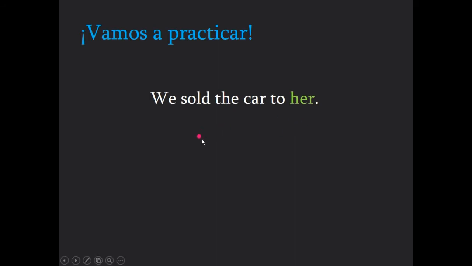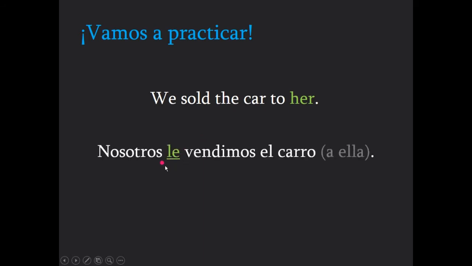So I'm going to show you the Spanish sentence here, which is nosotros le vendimos el carro a ella. Now, I have a ella here grayed out. Once again, you could say this with it, and you might say it with it because le, once again, could be to him or to her or to you formal. Now, we know that it means to her because we have the English up here.